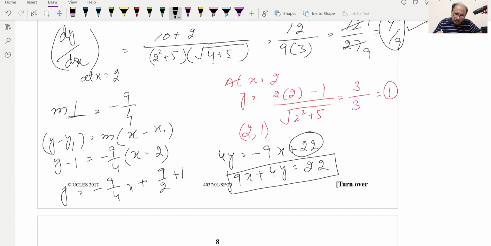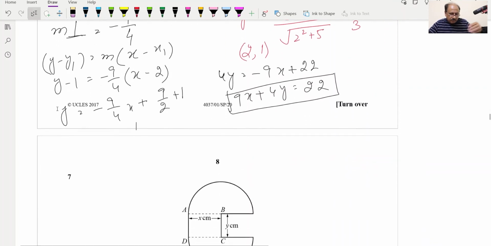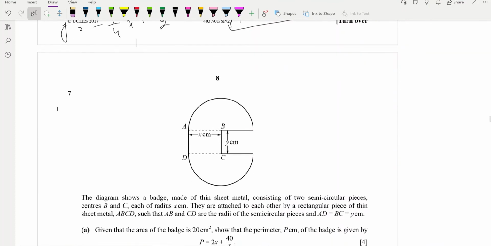This 22 we can find using a calculator: 9 by 2 plus 1, and multiply by 4, and we will get 22. Hopefully you understood this as well. Now question number 7.